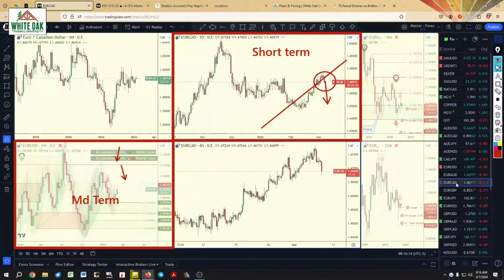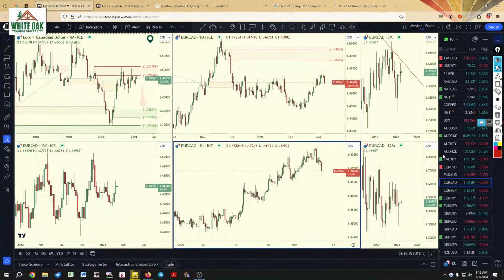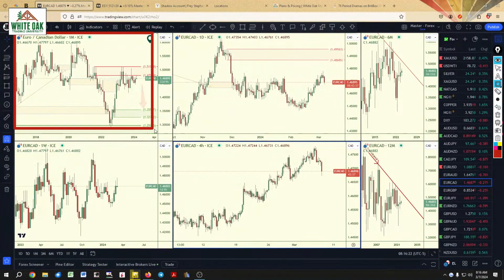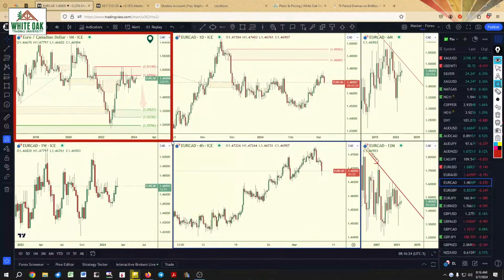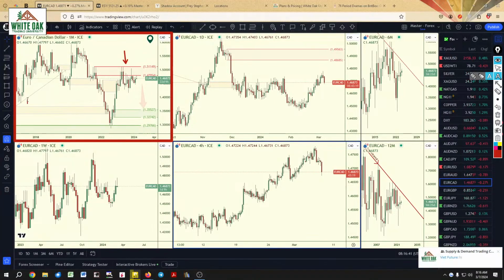Now let's look at the EURCAD to see if there's any indication of what's going to happen. Okay, EURCAD, I look at the monthly chart, and what do I see? I see a supply area coming into play right here. So what does that tell me? That tells me long-term pressure to the downside. There we go.